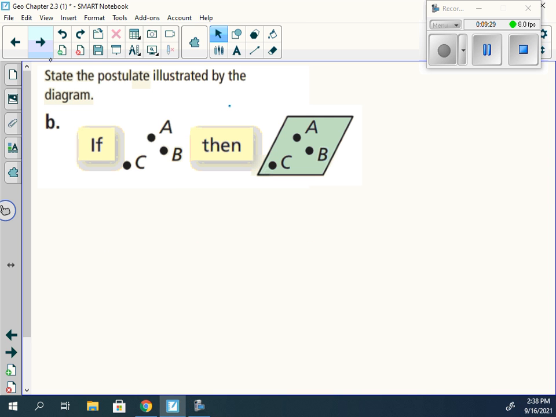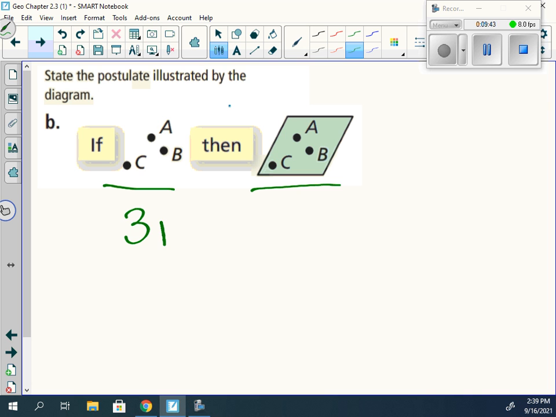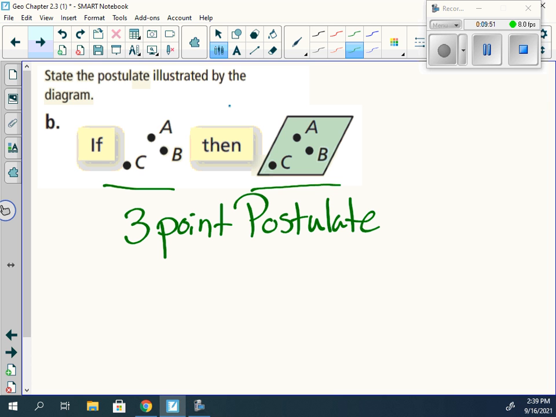If we have 3 points, then a plane, yes, because we started out with 3 points. This is the 3-point postulate, because the 3-point postulate starts out with 3 points. If there are 3 points, then we can construct a plane. It would be the plane point postulate if we started out with a plane and then we're given 3 points. Questions on this here?